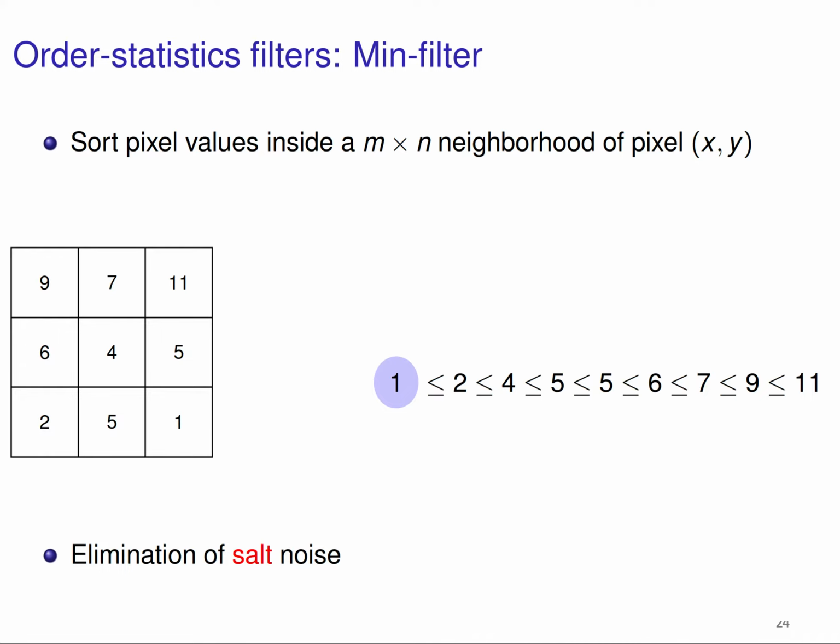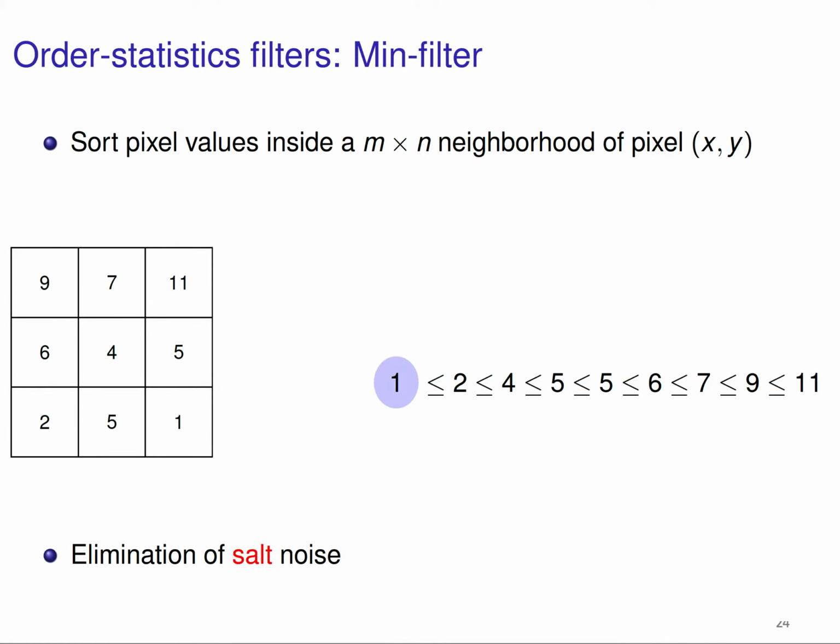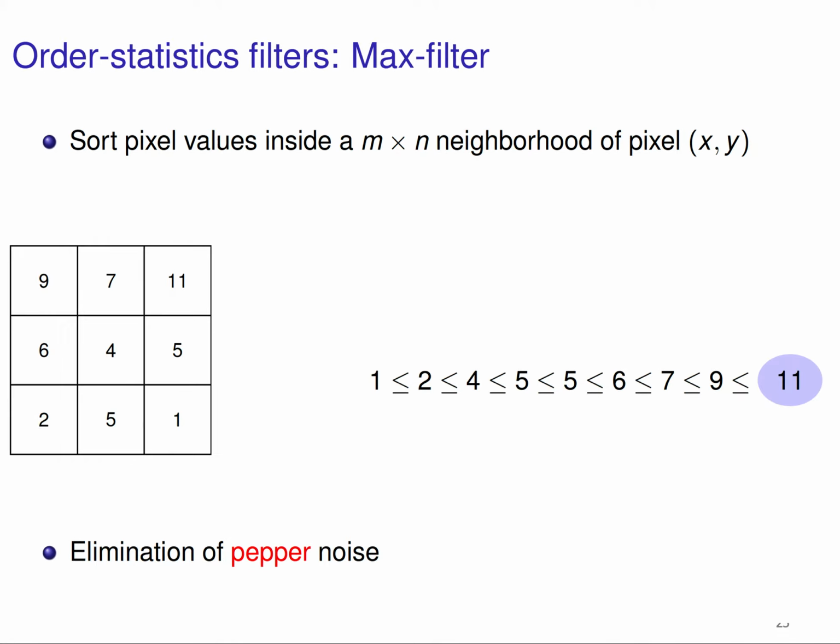Also, you can do the other way around. You can replace the middle pixel with the largest grayscale value, which is here the brightest point. This is used for the elimination of pepper noise. Pepper noise is like black grains or dots in our image, and I can eliminate it by using the max filter, replacing the middle pixel with the highest grayscale value, which is 11 in this window of the image.